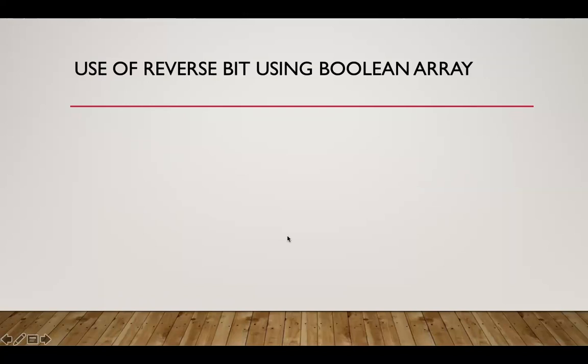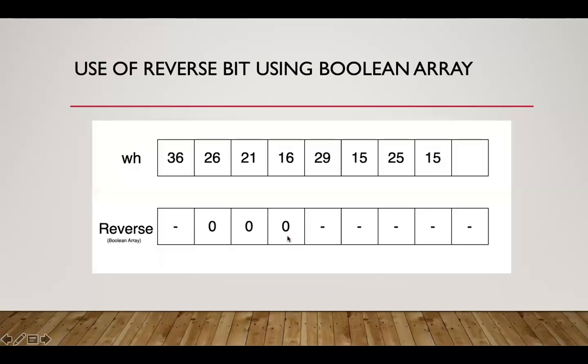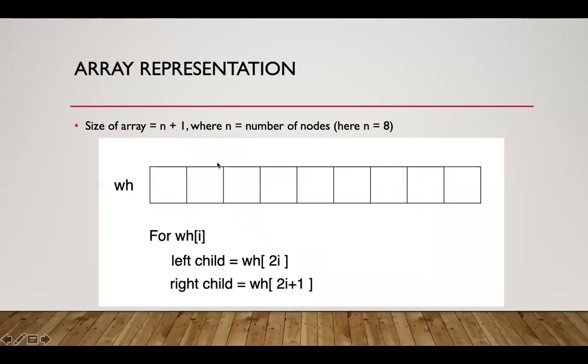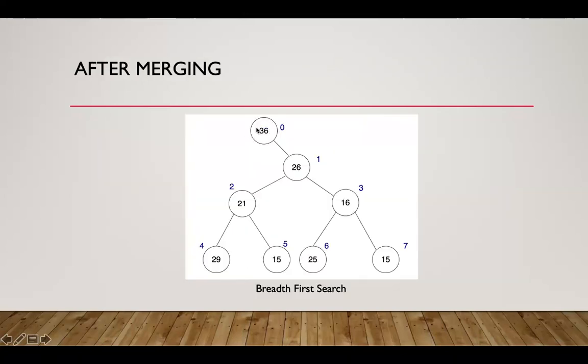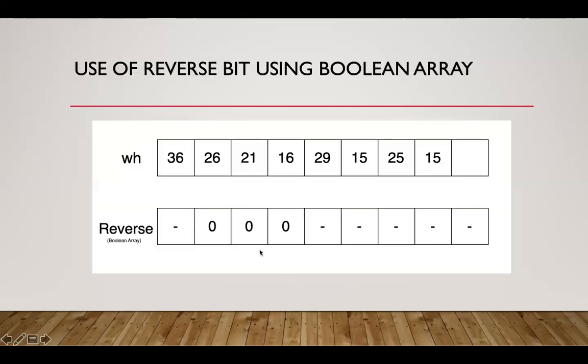Now, there's one more thing, a concept of reverse bit, which we will be using to make sure that the swaps are easy. So besides the array, we put all the nodes in an array according to breadth first search. So this is how our array looks like. And since it has one more space, we have an empty space here.